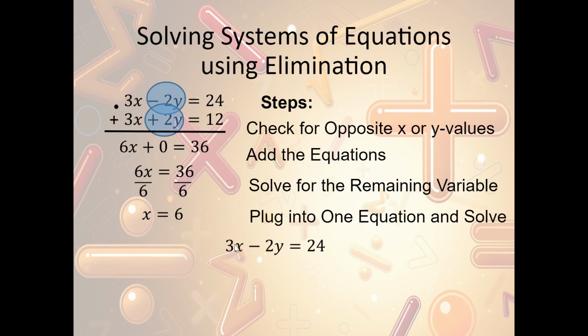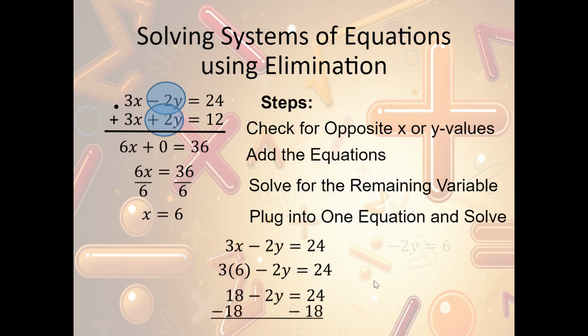So instead of being 3x minus 2y is equal to 24, it's going to be 3 times 6 minus 2y is equal to 24. So 3 times 6 is 18. So we get 18 minus 2y is equal to 24. We need to get rid of this 18, so we're going to subtract 18 to get rid of that. And we're left with -2y is equal to 24 minus 18, which is 6. We'll divide both sides by -2, and we get y is equal to -3.